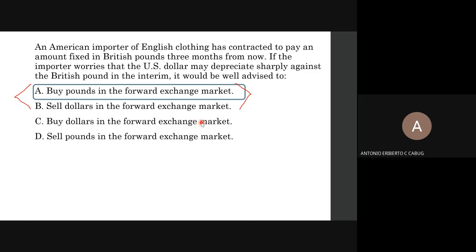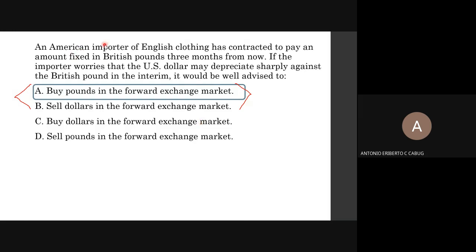Don't get me wrong. Tama yung mga sagot niyo, no? Most of you answered B. It's just that, hindi malinaw kung ang pinagpalit ba niya ay euro, yen, o tama, pound. Okay? Hindi malinaw kung anong pampalit sa dollar. But letter A is clear, no? Kung ano man yung hawak niyang currency, malamang US dollar yon. Ginamit niya pambili ng pound, no? You exchange your dollars with pounds.